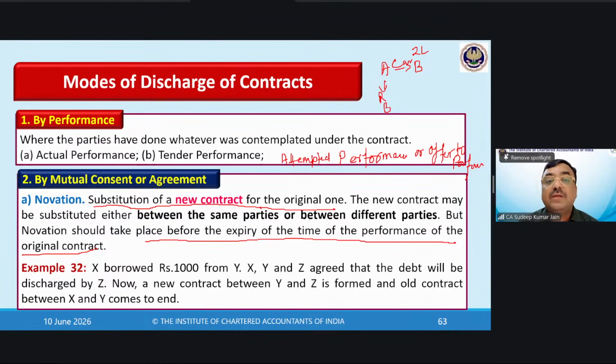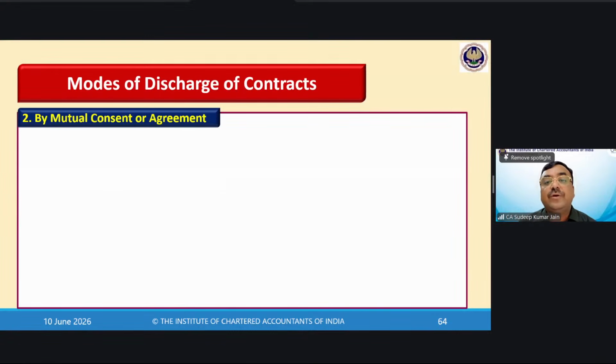Please keep in mind this example because I will discuss all the points of discharge of contract by mutual consent on this example basis. Okay. Second point, the example was A, B, car, 2 lakhs.